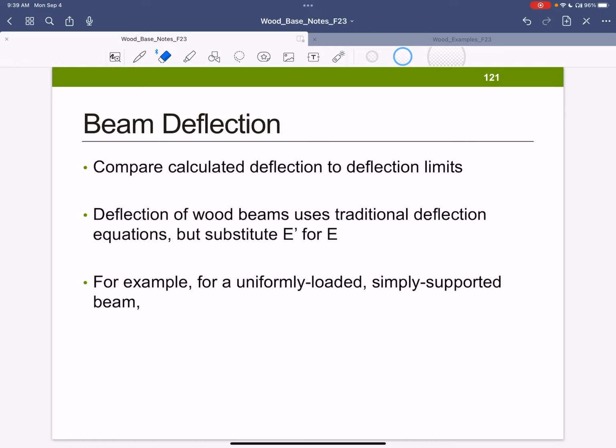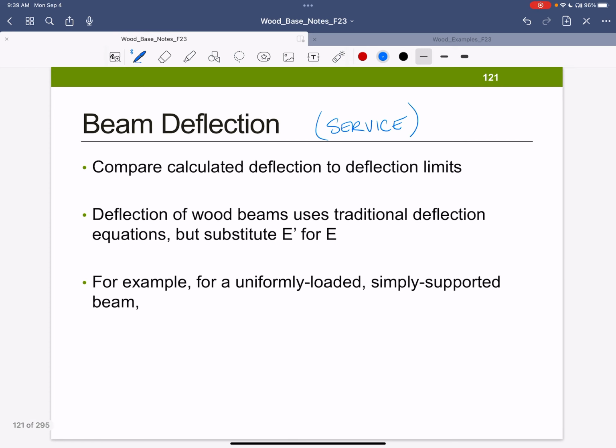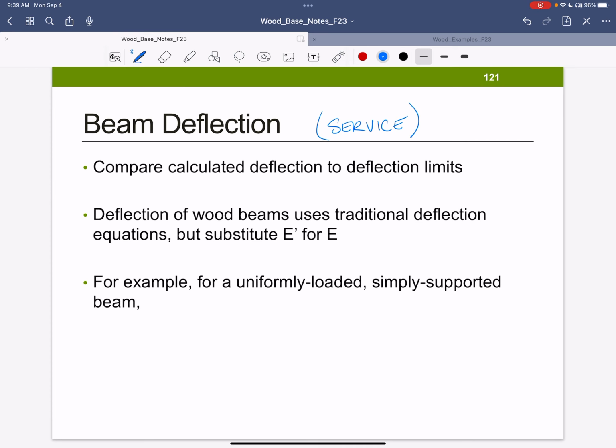Beam deflection, again, this is a service requirement. This is not a safety requirement. Now, it doesn't mean it's not important, because if you have too much deflection, you can have anything from damage to the elements that are sitting on the beams, like the drywall or flooring or whatever. You could have a floor that's a little bouncy, which is not something people like, etc. But it's not a safety concern in this case.